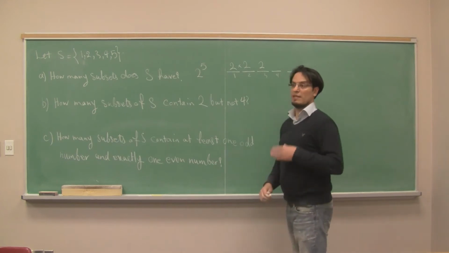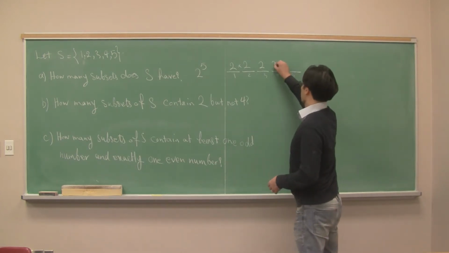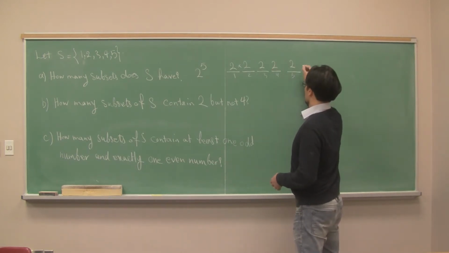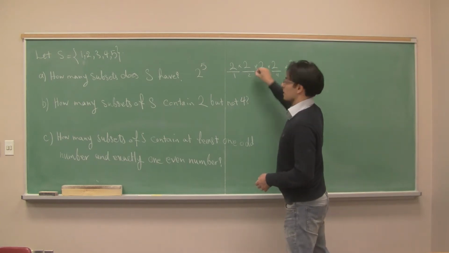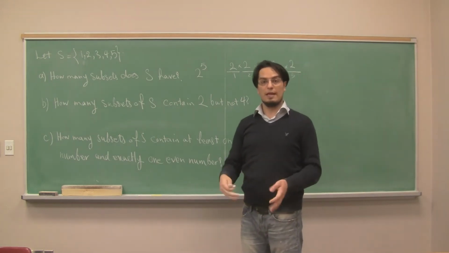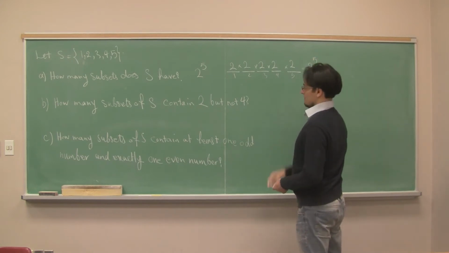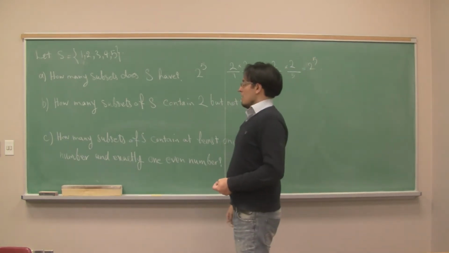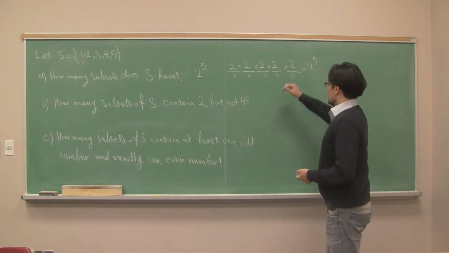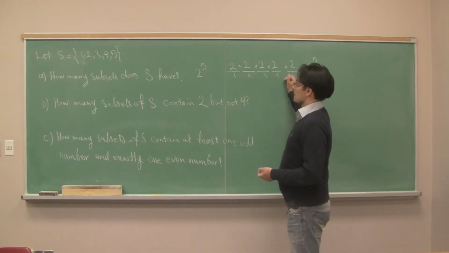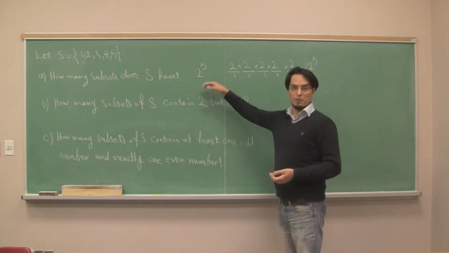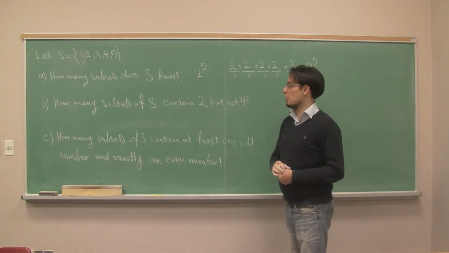For the 3, we can include or not. For 4, include or not. You multiply these using the fundamental counting principle, and you get 2 to the power 5. Why did I do this again, although I knew the formula? The reason you'll see in part B.